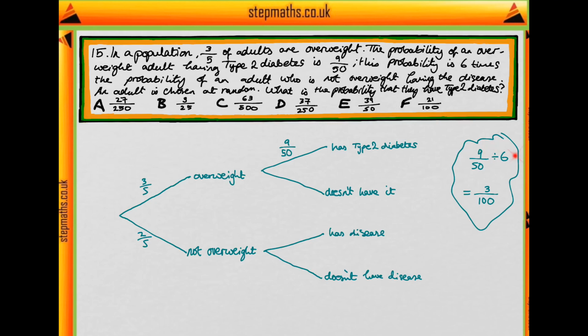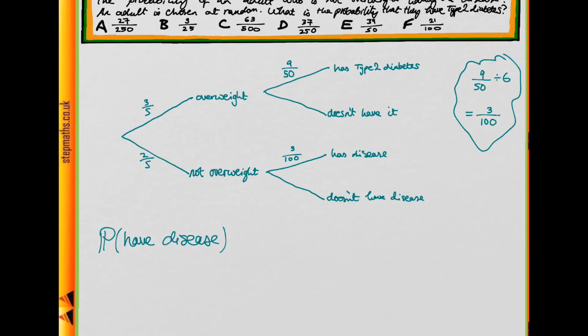So we can divide it by 6, which gives us 3/100, which is the probability that an adult is not overweight and that they have the disease. So what is the probability then that an adult has the disease if we pick them at random? Well, it's going to be equal to the probability that they're overweight and have the disease plus the probability that they're not overweight and have the disease, because every adult is either overweight or not overweight. So this way we're going to cover all the adults.